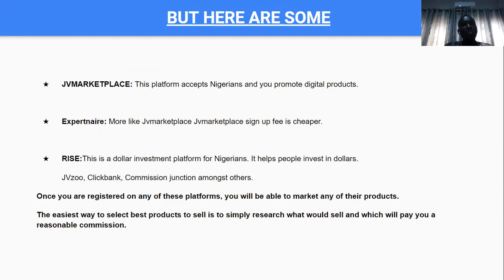The easiest way to select the best product to sell is to simply research what would sell and which will pay you a reasonable commission. And what sells? What people want. I was reading an article on Twitter recently about how someone sold teeth whitening kits and made about 15 million in a year. So you could liaise with such a person. Say a teeth whitening kit sells for 5,000 Naira each and the person pays you 1,000 Naira commission on every sale. Imagine you sell 1,000 pieces in a year. You get to make good, decent money at the end of the day.